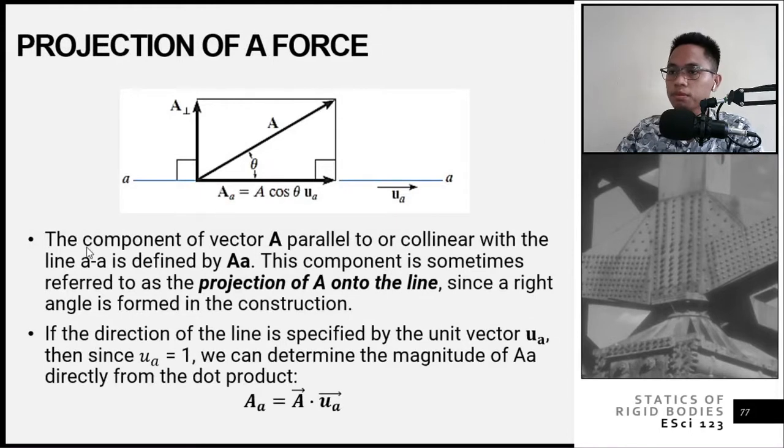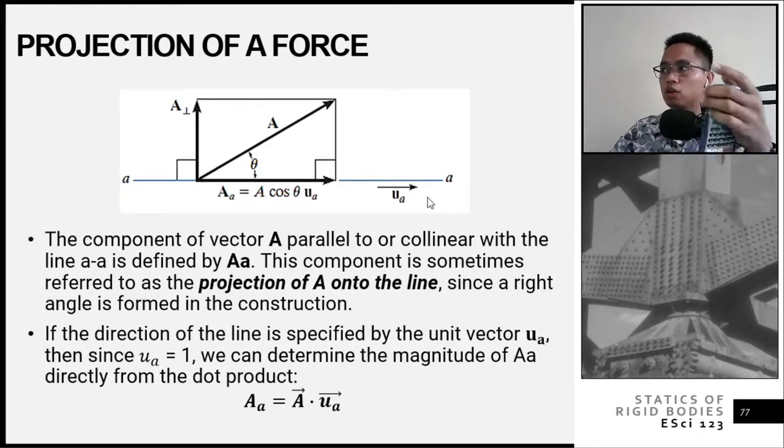Let's proceed. One application of dot product is that we need to find the projection of a force along a line. For example, we have a force A, and we need to find the projection of the force parallel to line AA. This line can be a web member in your truss, a beam, or any structural member that you need.